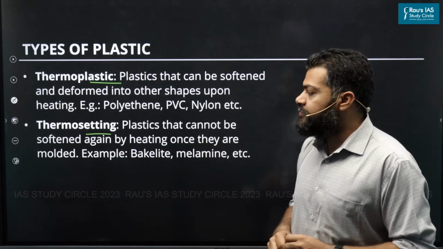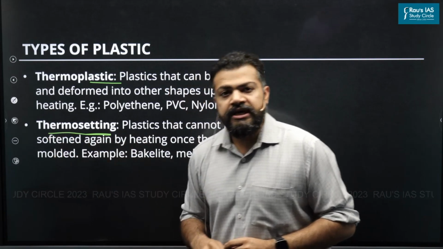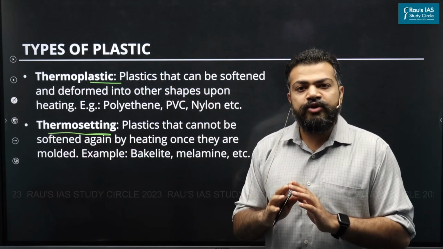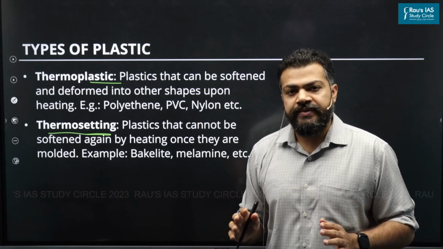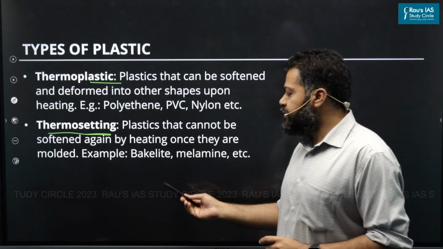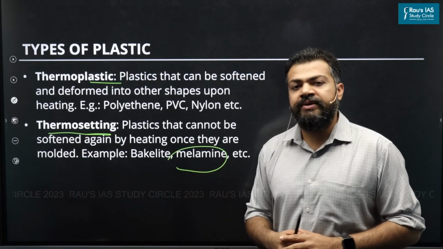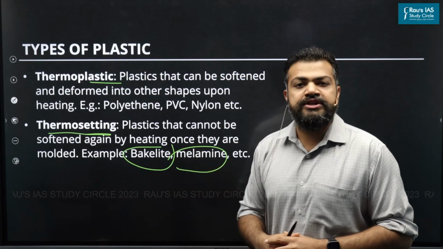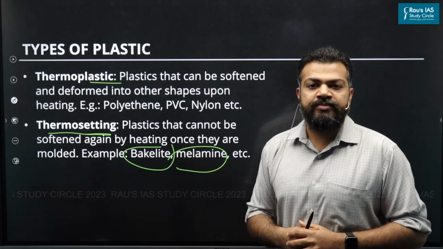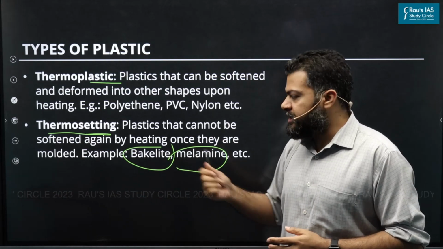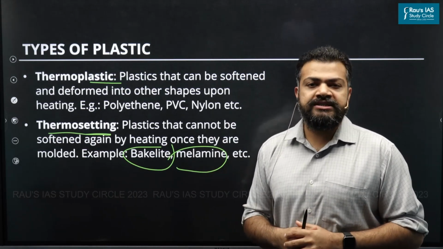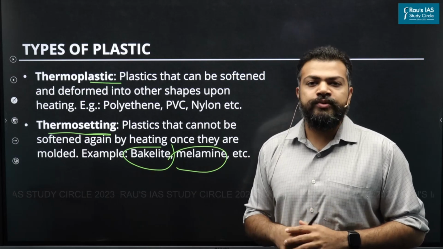At the same time, we have thermosetting plastics. Thermosetting plastics are basically those which, once crafted, cannot be remolded or softened. This is the kind of plastic that is often used for making utensils. You might have heard of melamine utensils in your houses, and this is also used for making your electrical switches, which are made of bakelite plastics. These both are examples of thermosetting plastics. But having this much understanding of plastic is not complete from the UPSC perspective.